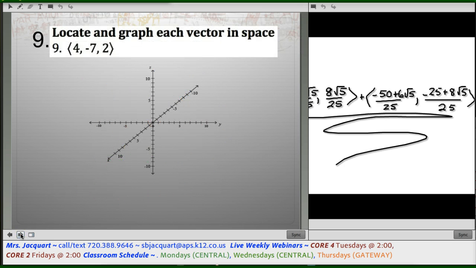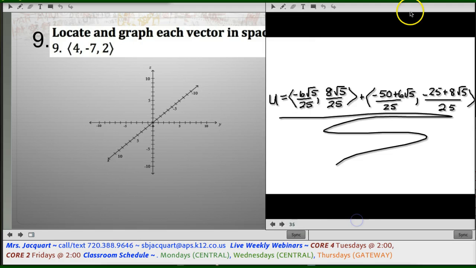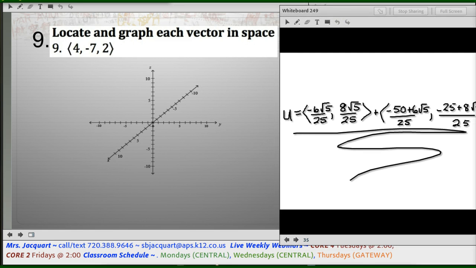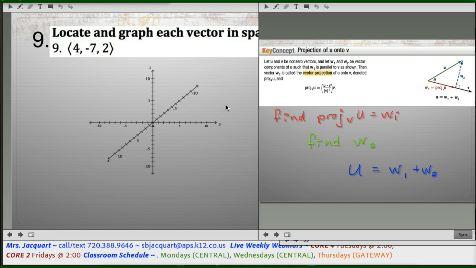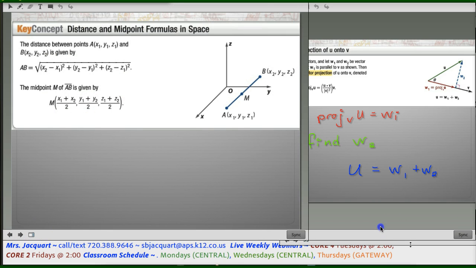Okay. So locate this graph. Locate the graph, and these ones, hopefully you know how to do. They're easy-ish. So on the x-axis, we're going to go over 4: 1, 2, 3, 4. On the y-axis, we're going to go back 7: 1, 2, 3, 4, 5, 6, 7. Then we're going to go up 2 on the z-axis: 1, 2. So here's our goal point. Okay, there we go. So that's probably going to be useful.